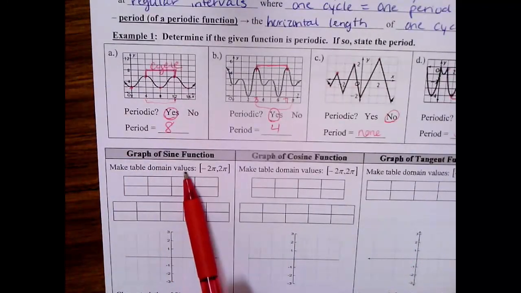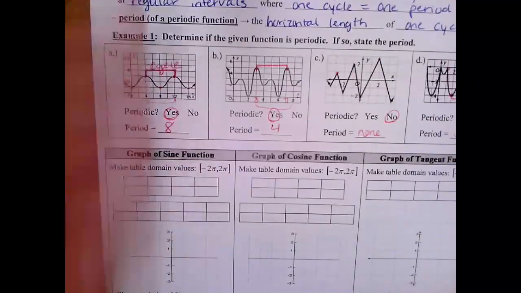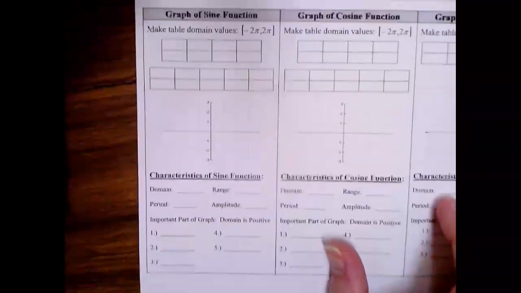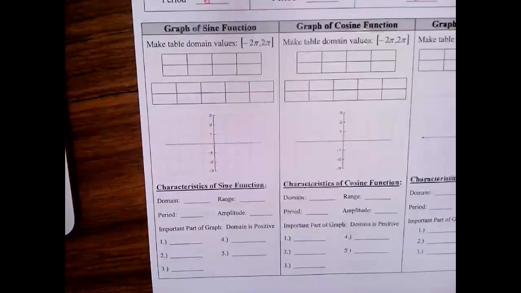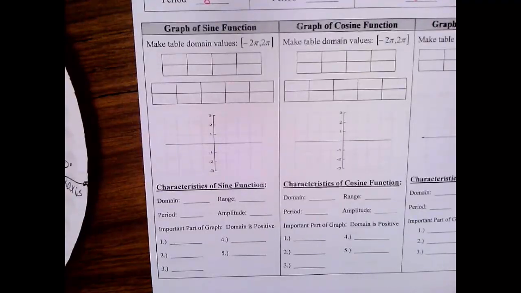All right, so what does this look like for specifically sine, cosine, and tangent functions? We're going to make a table of domain values, we're going to graph the table, and then we're going to talk about some characteristics. Now this also still comes from our unit circle, so if you have your paper plate, you can take a look at your paper plate with the different values. I'm going to keep this really simple.